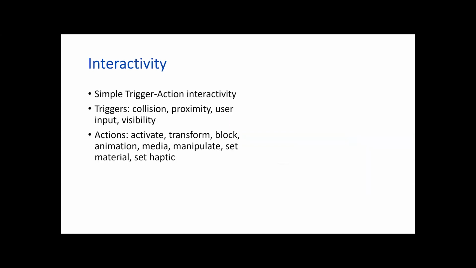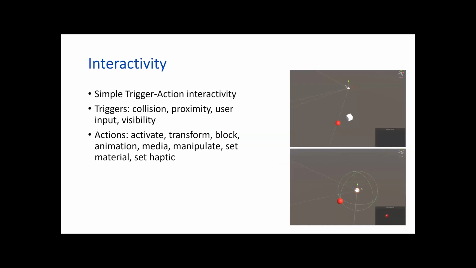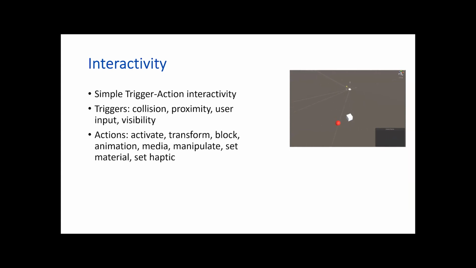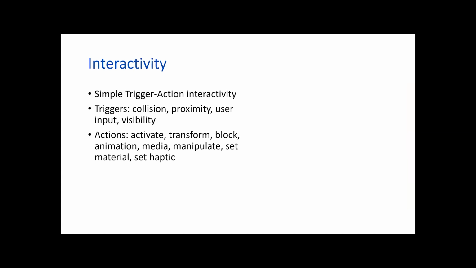Another one that was added is interactivity, but of course we're aware that Khronos is defining an interactivity extension, so this might be some form of overlap. But it's a simple interactivity extension that is trigger-action-behavior based. So you have triggers like proximity or visibility and so on, and then you can trigger some actions.